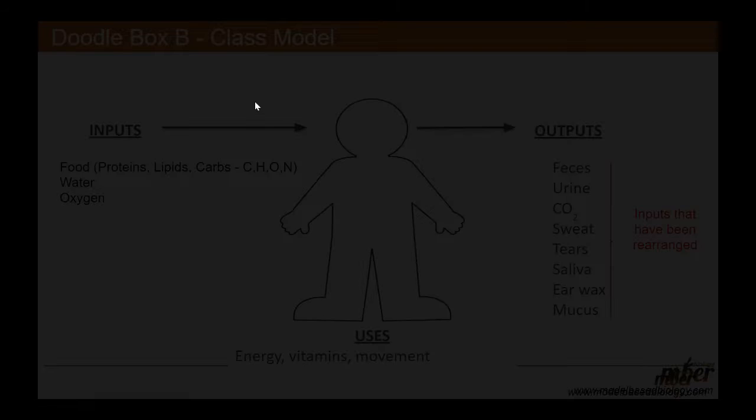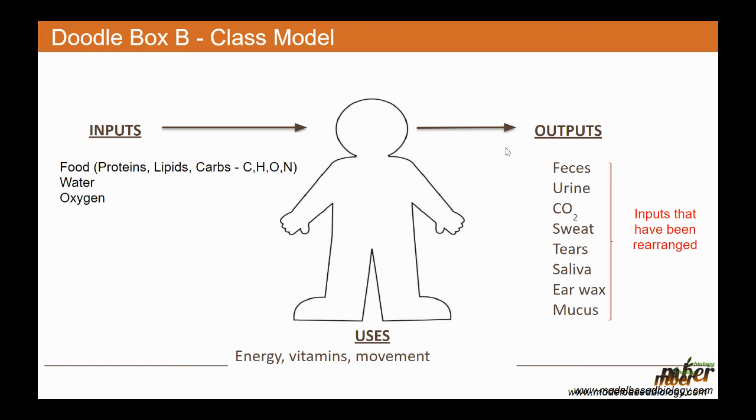Okay, so adding to our model. Scroll up to box B. We're adding that the inputs have been rearranged. The outputs are just the rearranged molecules from the inputs. So you're going to scroll up to box B and add this.